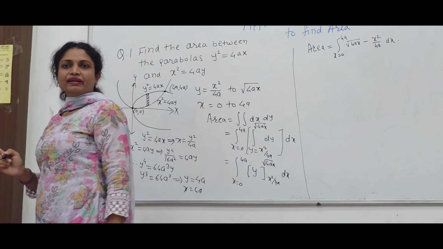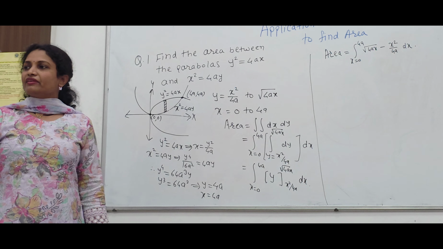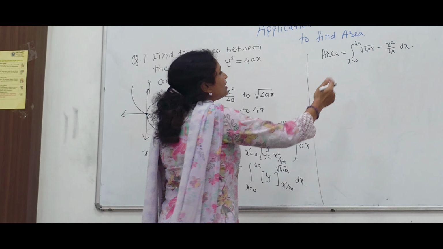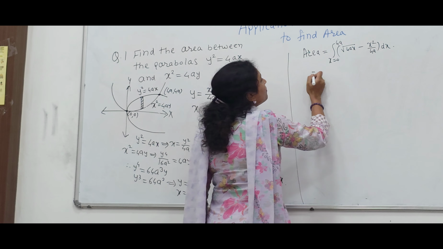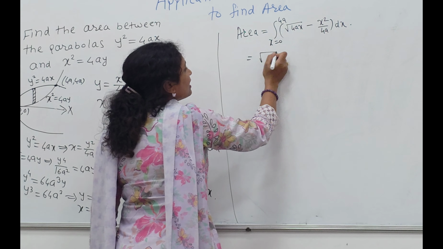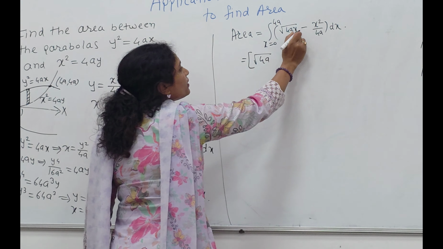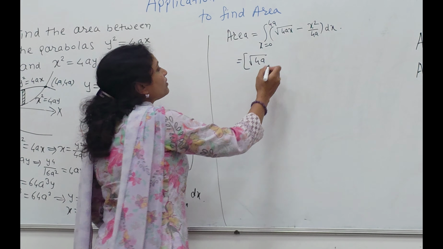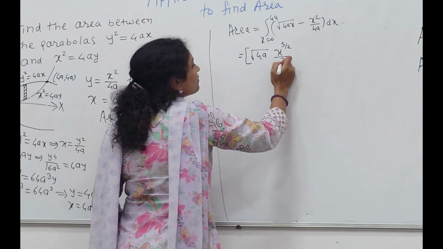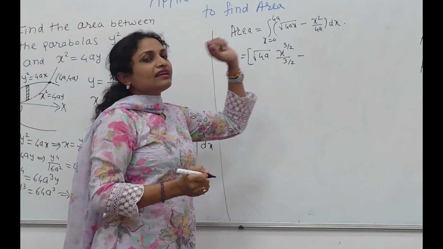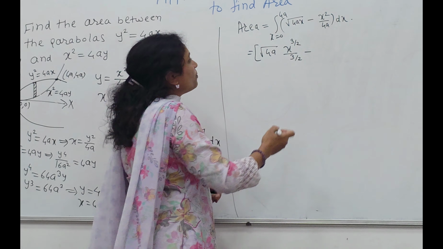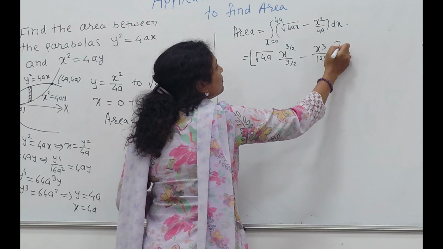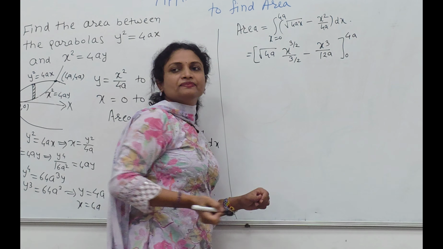Again the basic formula of integration you need to use: the integration of x raised to n is what? x raised to n plus 1 upon n plus 1. So here we integrate this. Root 4a is a constant, let's keep it as it is. Root x means x raised to half. What is the integration of x raised to half? x raised to 3/2 upon 3/2, minus. What is the integration of x²? x³ by 3, so it is x³ upon 3 times 4a, that is 12a, with limits from 0 to 4a.